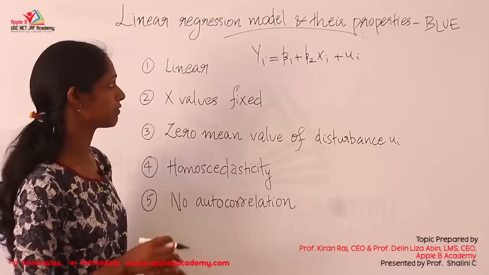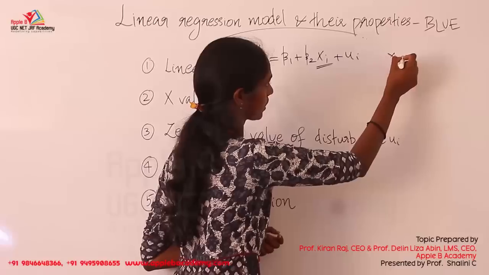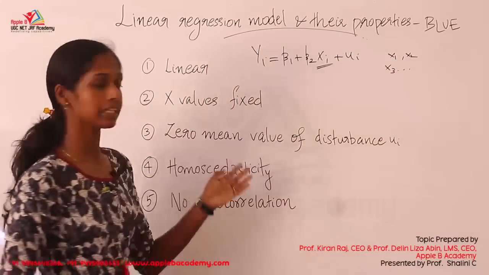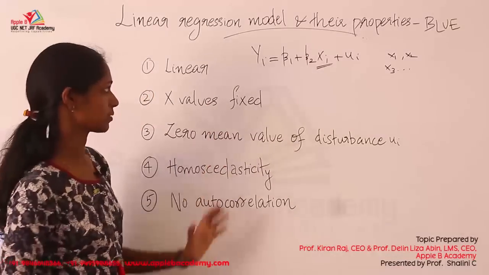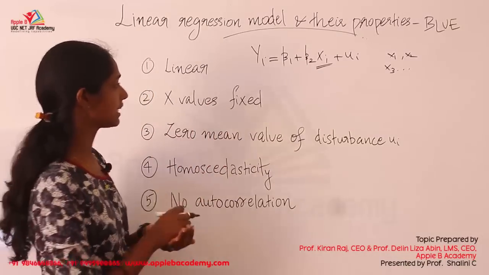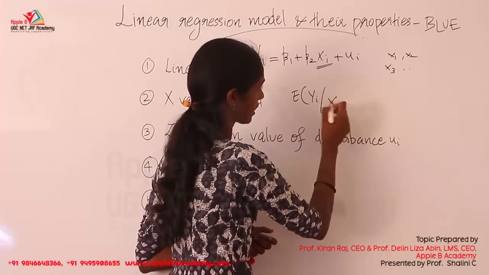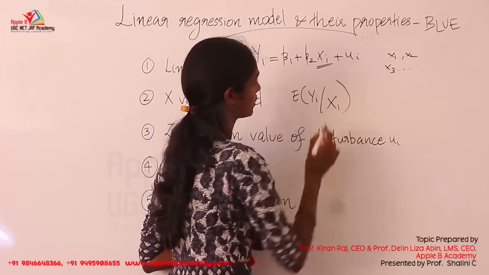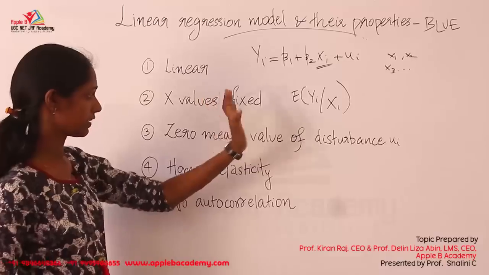Secondly, the x values are fixed. Given xi, it will be x1, x2, x3, etc. When you take repeated sampling, these x values would be fixed. That is the second assumption. So it is basically conditional. The expectation of yi will be conditional on the values of x. So y will change depending on the values of x, while the x values will be fixed.